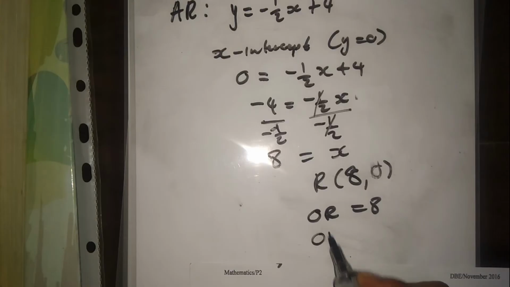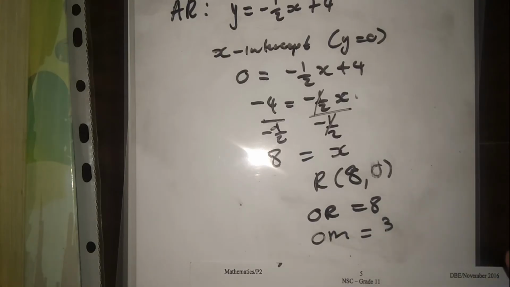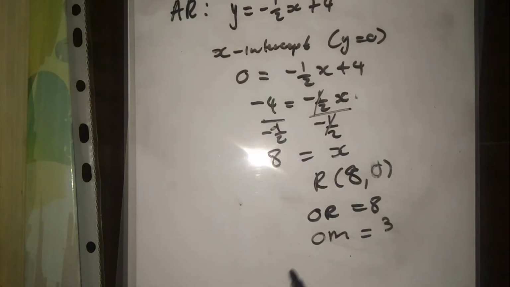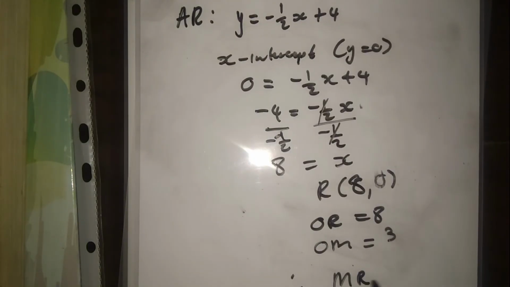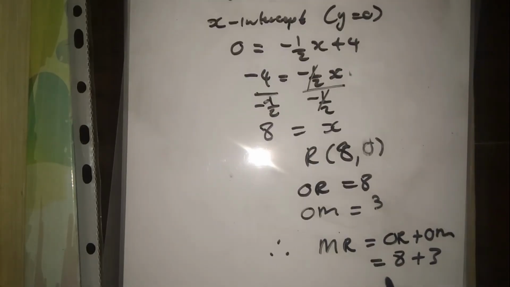And OM is equal to 3 units. Therefore, in other words, MR is equal to what? MR is equal to OR plus OM, which is 8 plus 3. Then MR is equal to 8 plus 3, which is 11. So we have found it now.